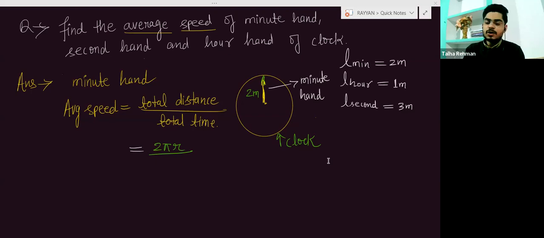Now tell me how much time the hour hand will take to complete one rotation. 1 hour? 12 hours. See, this is the hour hand: 1 hour, 2 hours. Here is 12. It is 12 a.m., then 1 a.m., 2 a.m., 3 a.m., 4 a.m.